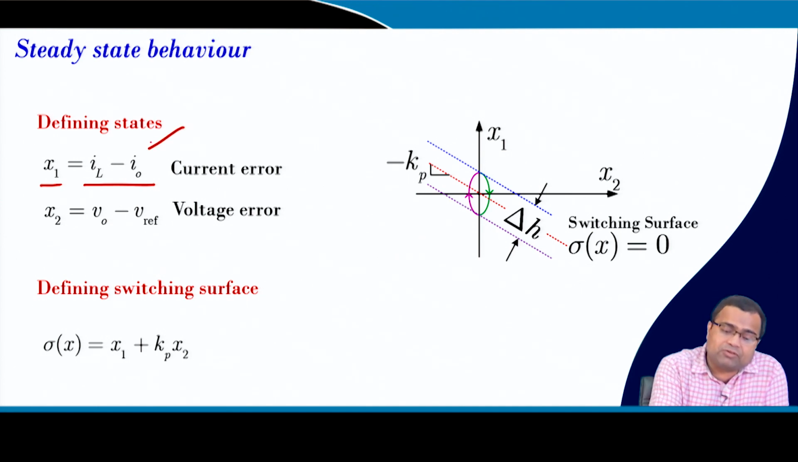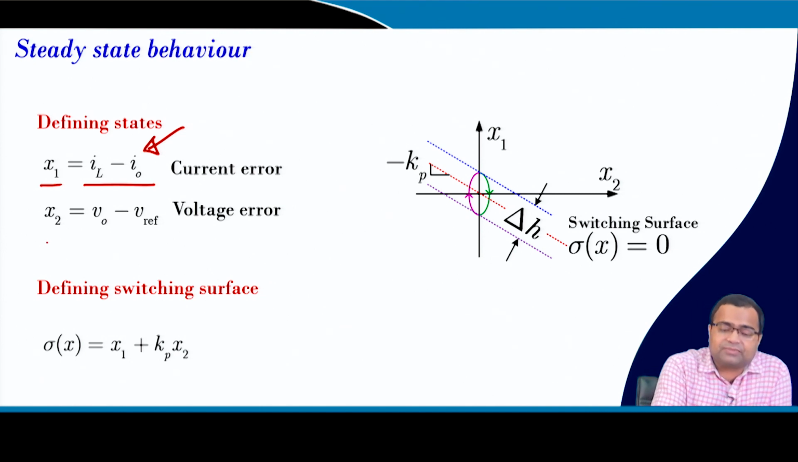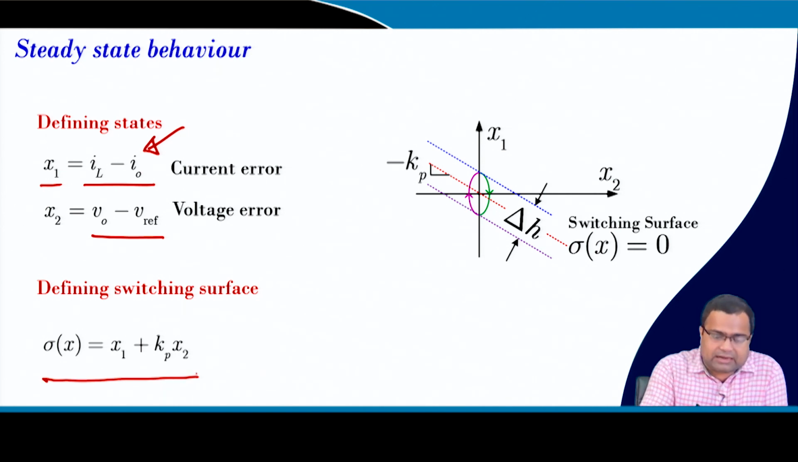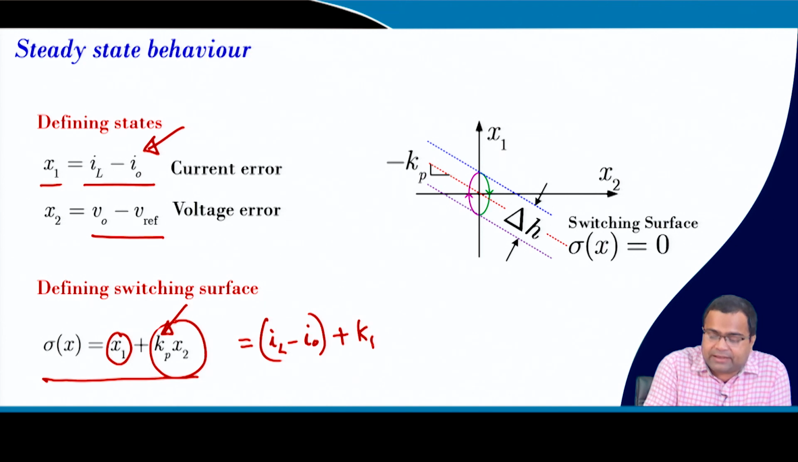So, whether we will consider output current or something else, that we will see. The other state will take output voltage error. So, our switching boundary is again the current error plus some gain into voltage error, and this is something similar to a proportional gain, because this looks like IL minus I0 plus Kp into V0 minus Vref, right.